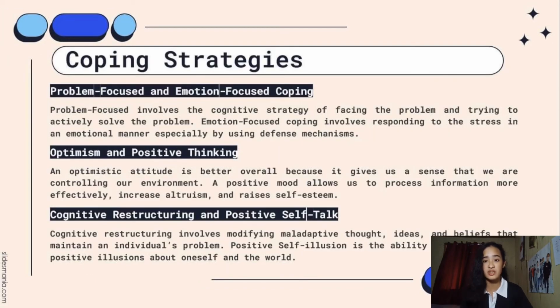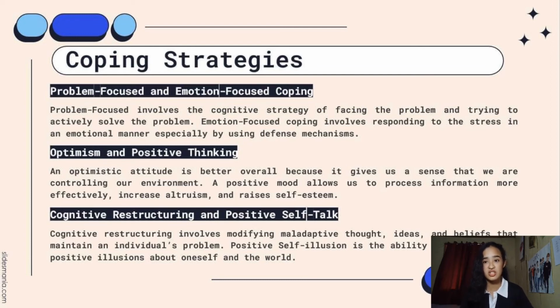Let's now proceed to the different coping strategies. The first strategy is problem-focused and emotion-focused coping. Problem-focused coping involves the cognitive strategy of facing the problem and trying to actively solve it, while emotion-focused coping involves responding to the stress in an emotional manner, especially by using defense mechanisms. Many individuals successfully use both types of coping when adjusting to a stressful circumstance. Over the long term, problem-focused coping is what usually works best.